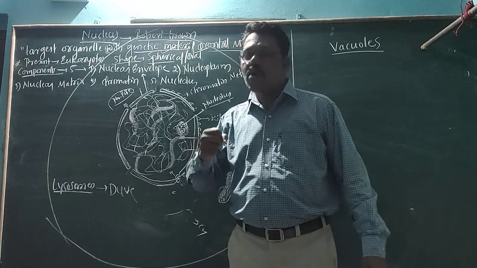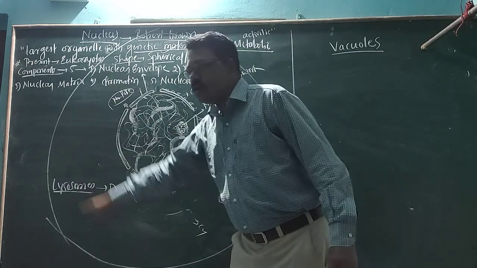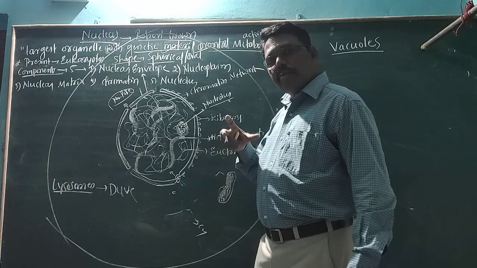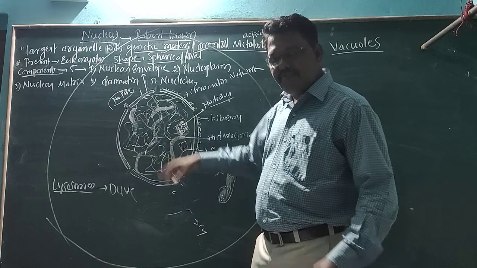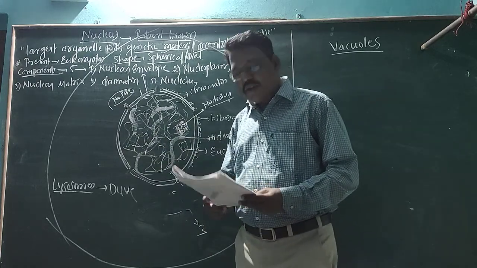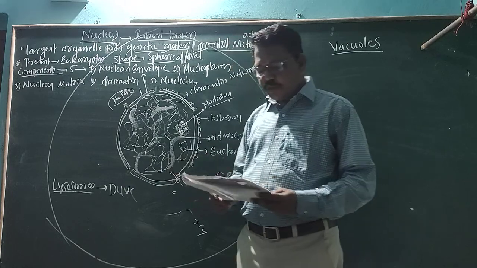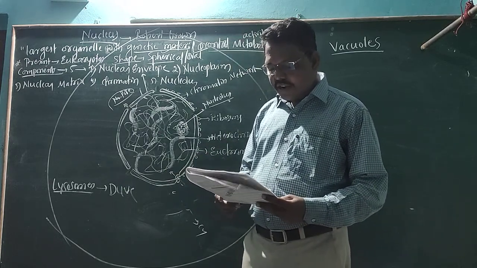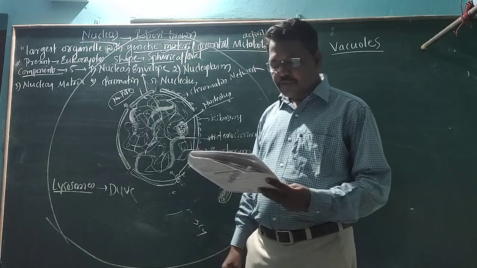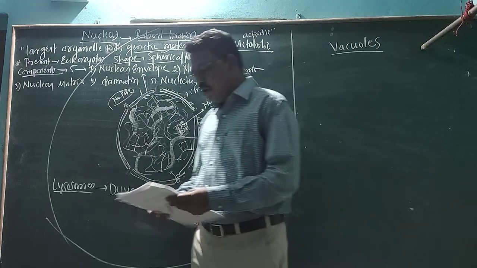Then it will control all the metabolic activity of the cell. This is the complete cell, and it will control all the activity of that cell. That is the main function of the nucleus. It will control cell replication also. Then it will maintain the structure as well as function of the cell by protein synthesis. Then the nucleolus is the site of RNA synthesis as well as ribosome synthesis. This is the explanation of the nucleus.